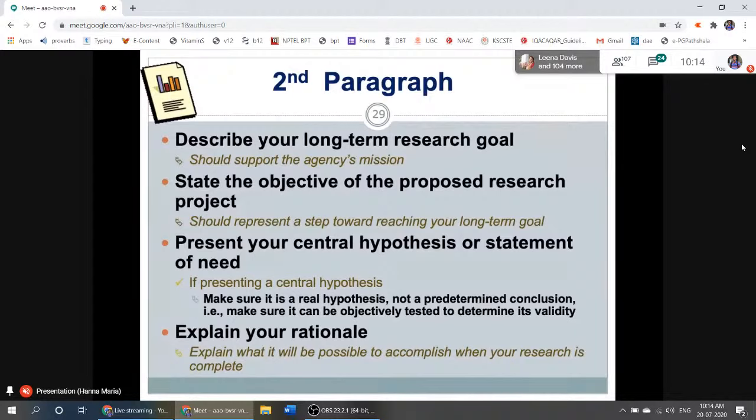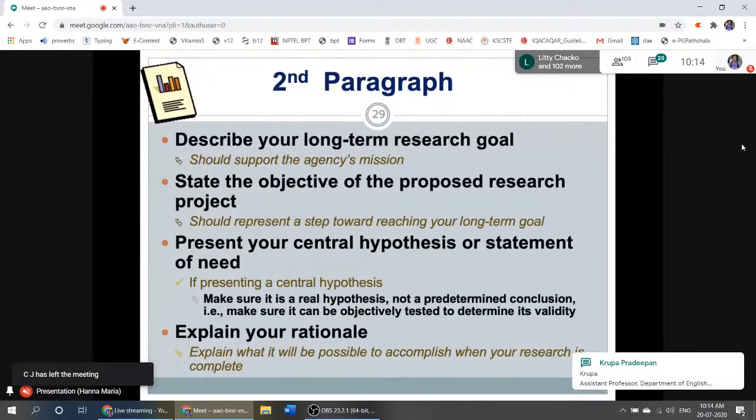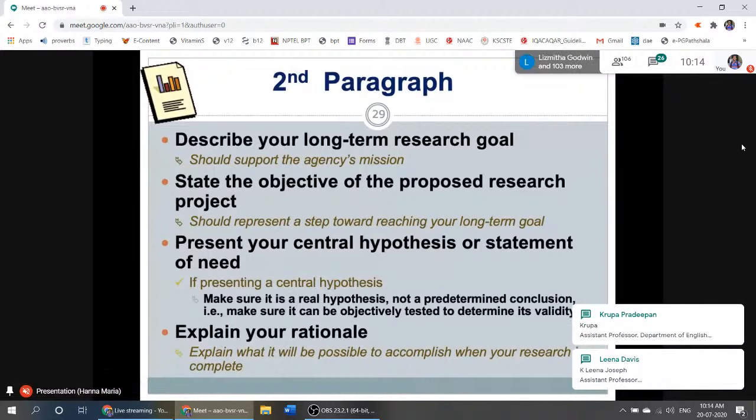Describe your long-term research goal, the second paragraph. State the objective of the proposed research project. Present your central hypothesis. Explain your rationale. All these things have to be in the second paragraph.